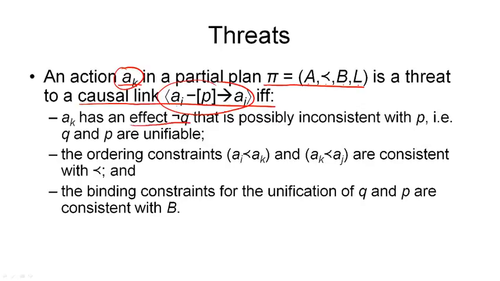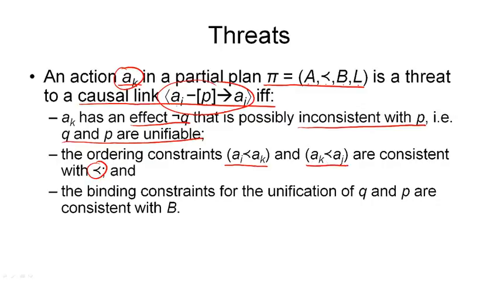Firstly, AK must have an effect, not Q, that is possibly inconsistent with P, the condition we're trying to protect. If P and Q are ground, then of course they are possibly inconsistent if they are the same. But if they contain variables, then they are possibly inconsistent if P and Q are unifiable. That means they can be made the same if we substitute values for variables. The second condition is that the following ordering constraints must be consistent with the ordering constraints in our plan. And the ordering constraints that we consider are AI could come before AK and AK before AJ.